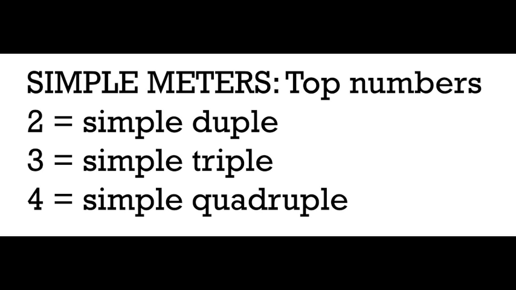For our simple meters, the top numbers are always going to be 2, 3, and 4. Remember, for simple meter, the top number tells you how many beats. And so if we see a 2 on top, it's always going to be a simple duple time signature. There's always going to be 2 beats that divide into 2s. If we see a 3 on the top, the time signature will always be simple triple. And if we see a 4, the time signature will always be simple quadruple. That summarizes our simple meters pretty well. Let's move on to compound meters.